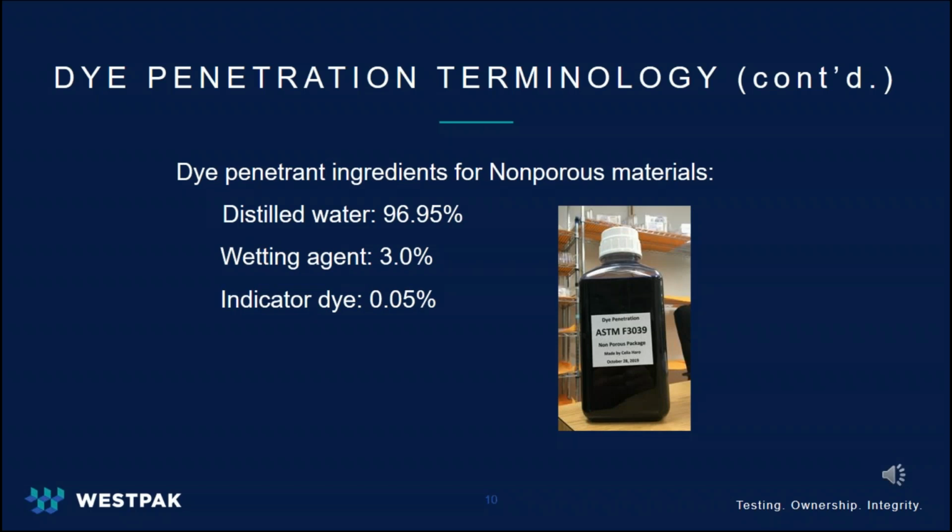The dye penetrant ingredients for non-porous materials per the ASTM F3039 standard specifies distilled water percentage of 96.95%, 3% wetting agent, which is a polyethylene glycol, as well as 0.05% of the indicator dye.